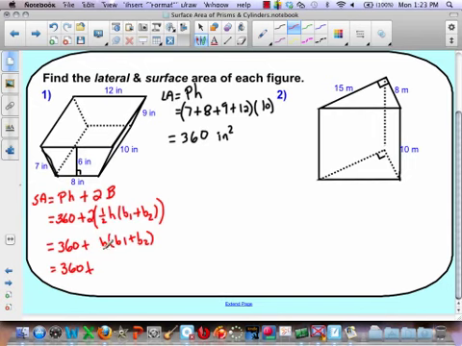Okay, so what's the height of my base? 6. Okay, what's base 1 plus base 2? 8. Try that again. 7. Try that again. 8 plus what? 12. Which is 20. What's 6 times 20? 40. So 120. So what's 360 plus 120? 480. So 480 square inches.